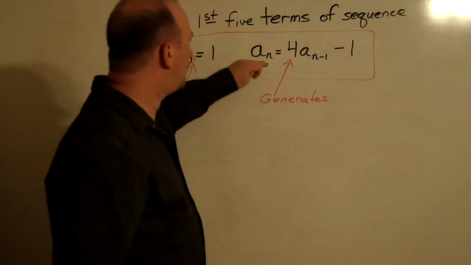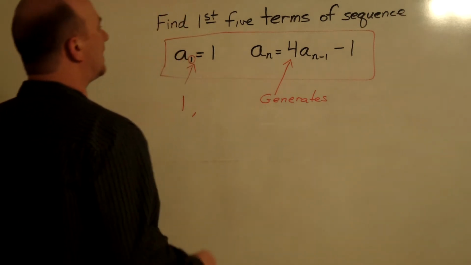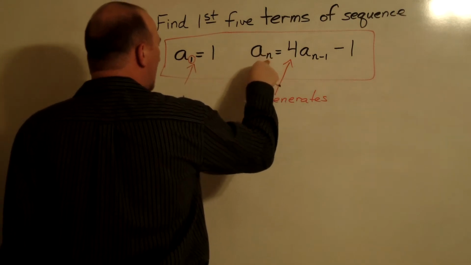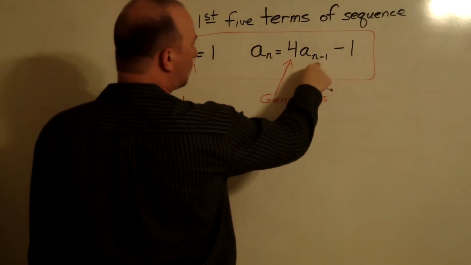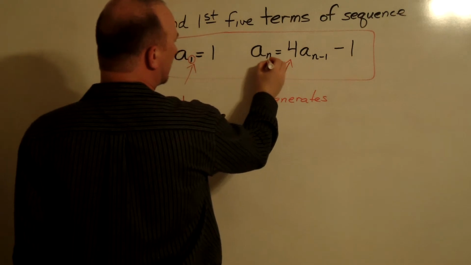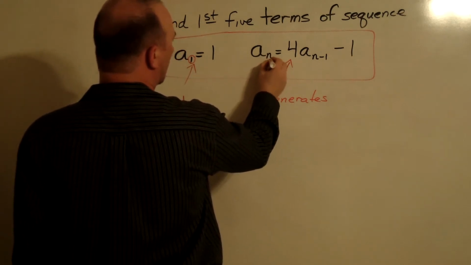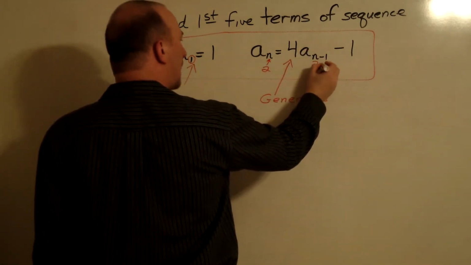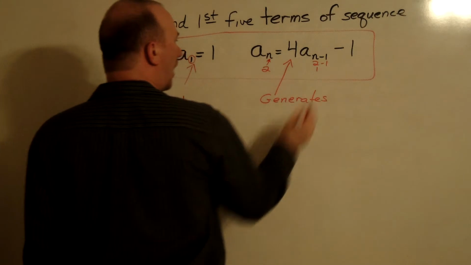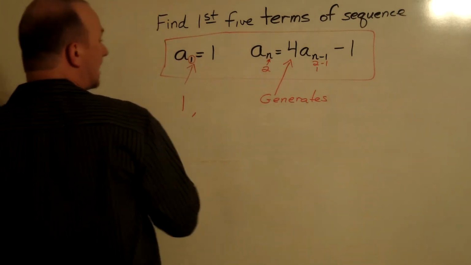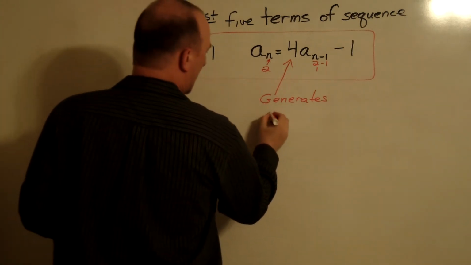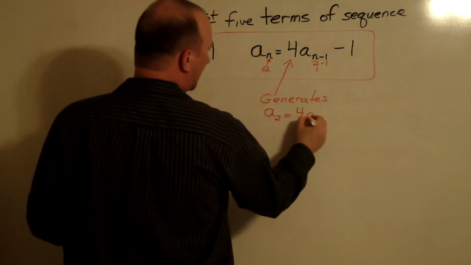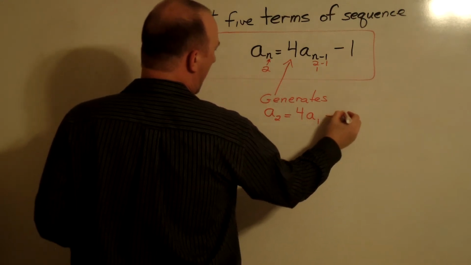It looks complicated, but what it's telling you is that what you need to get the next term is the term before it. If this was, let's say, a 2, instead of n, I put a 2 here. Do you see that this would be 2 minus 1, which would be 1? So it would be the same thing as saying A sub 2 will equal 4 times A sub 1 minus 1.